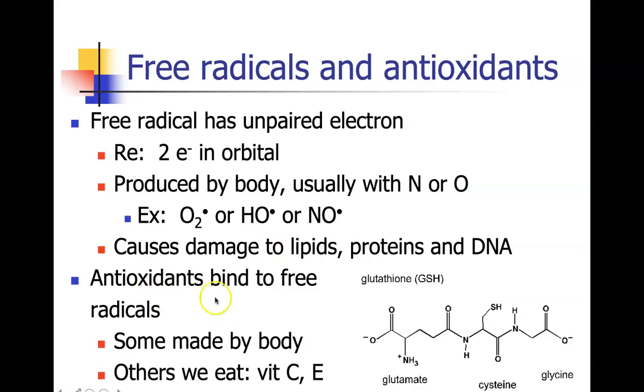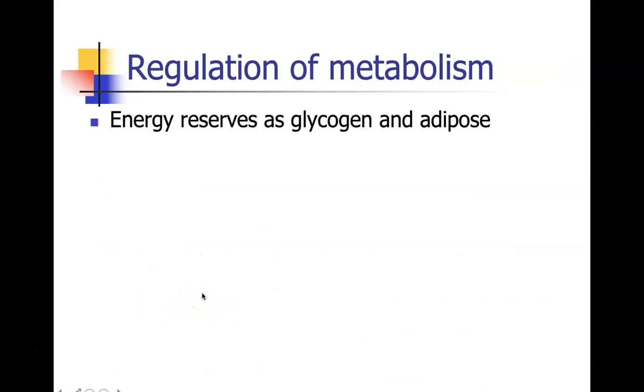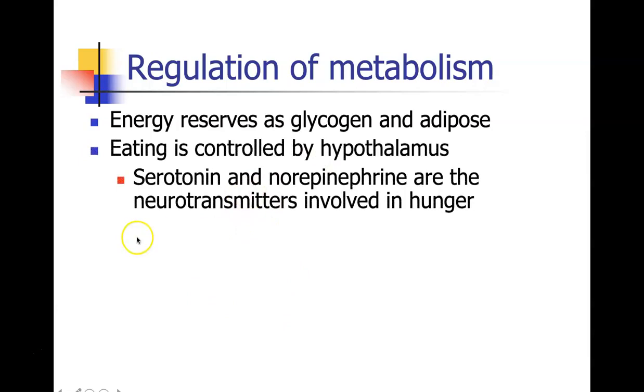And so they prevent them from damaging parts of the body. All right, so we're thinking about regulating metabolism. We have to think about energy reserves, right? And your body wants to maintain enough energy reserves so that it can do all the things it needs to do each day, regardless of how much food's intake. So energy reserves are things like glycogen and adipose. And eating is mostly controlled by the hypothalamus.